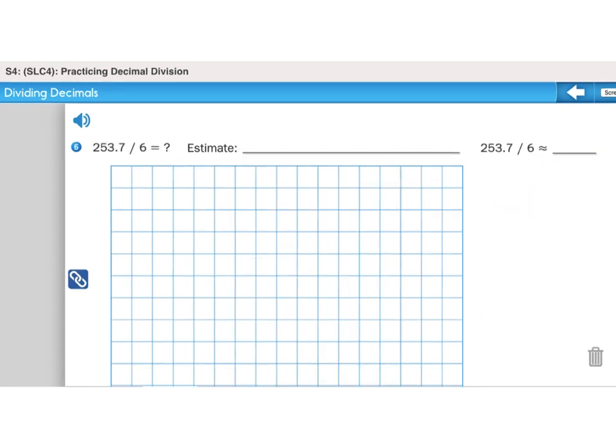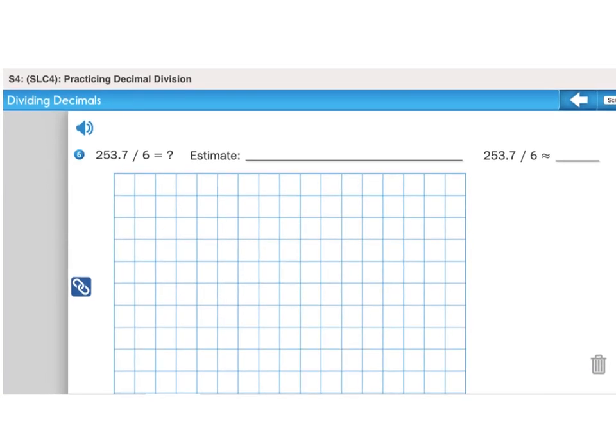Okay, our last problem for today is 253 7/10 divided by 6. We're going to do an estimate again, so let's round 253.7 down to 250. And we're going to divide 250 by 5 because that's a little bit easier to do. I know that 250 divided by 5 is equal to 50. Okay, so that's our estimate.